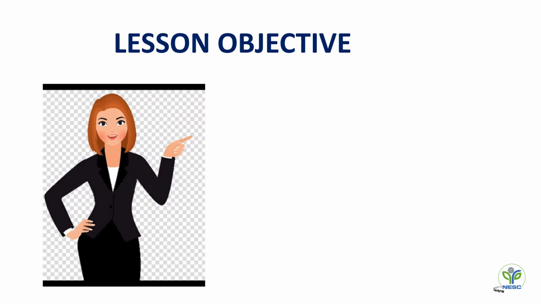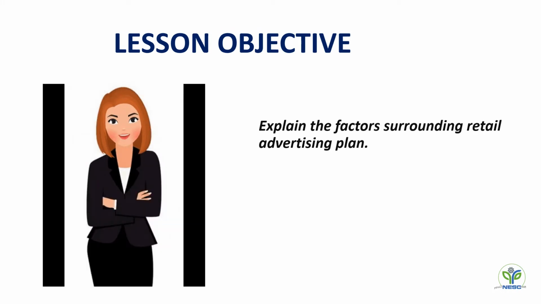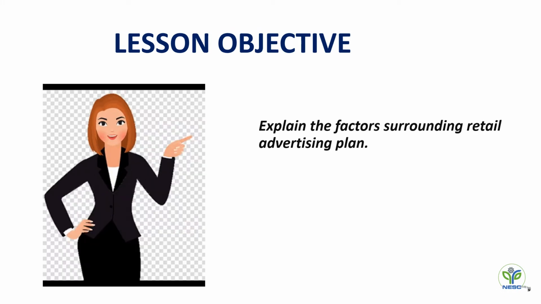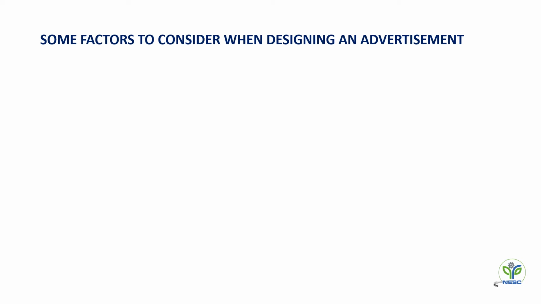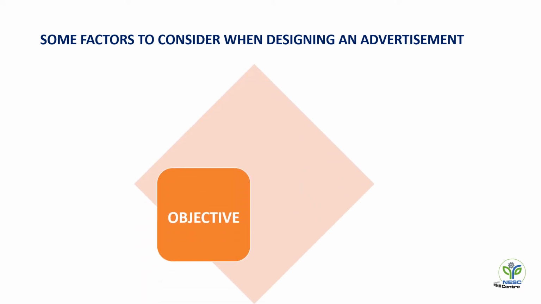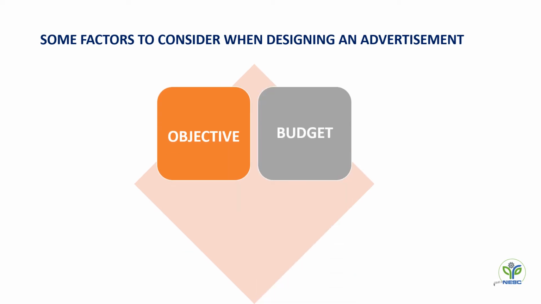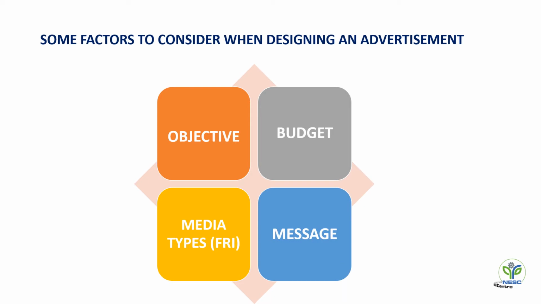At the end of today's session, you should be able to explain the factors surrounding retail advertising plan. Some factors to consider when designing an advertisement. As I have already said, we have understood two factors in our previous class, that is objective and budget. And so in today's class, we are going to study the other two, which is media types and message.